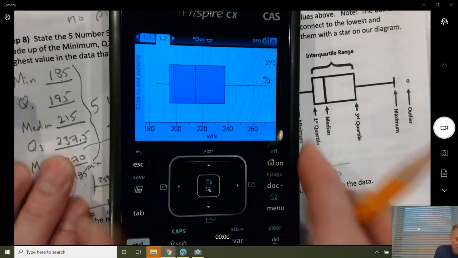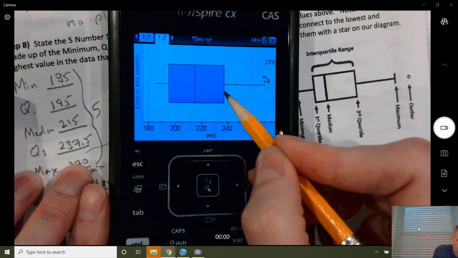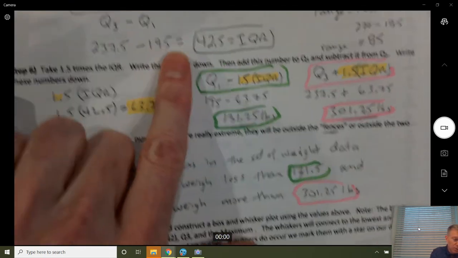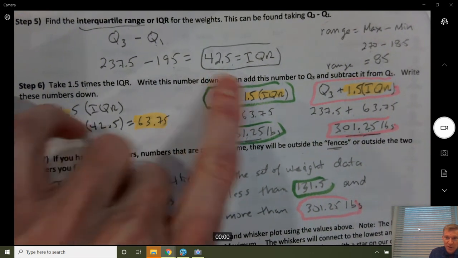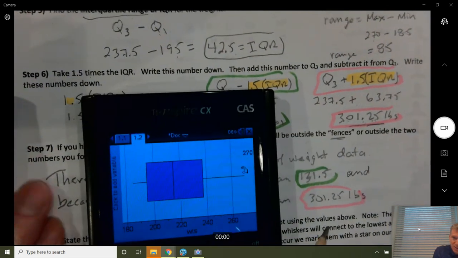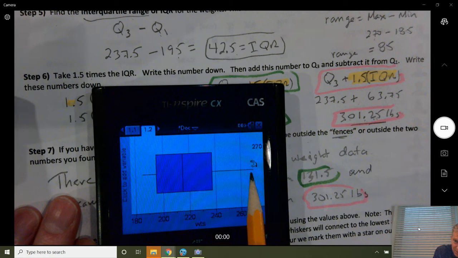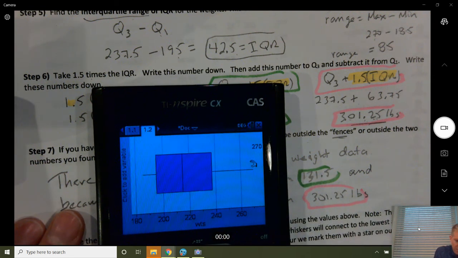It means 50% of our players are between 195 and 237.5. In that range, when we subtracted those two, 237.5 minus 195 was 42.5. The overall range was 85. So just so you can see that in this picture, the distance from here all the way to here was 85. That's the range of values. The interquartile range, the distance from here to here, that's the inside 50%. That distance from there to there was the IQR, 42.5. That range is only 42.5.